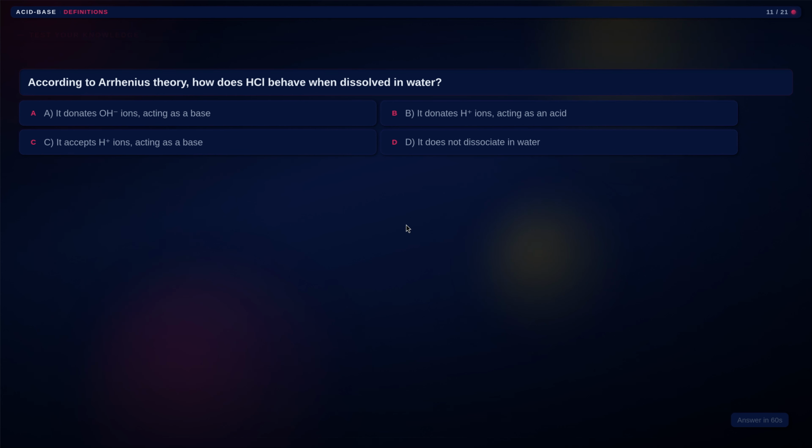Quiz question 1. According to Arrhenius theory, how does HCl behave when dissolved in water? Option A. It donates OH- ions, acting as a base. Option B. It donates H+ ions, acting as an acid. Option C. It accepts H+ ions, acting as a base. Option D. It does not dissociate in water.